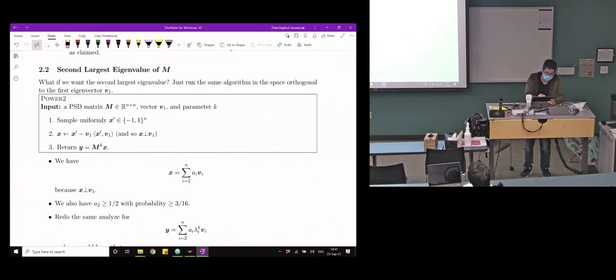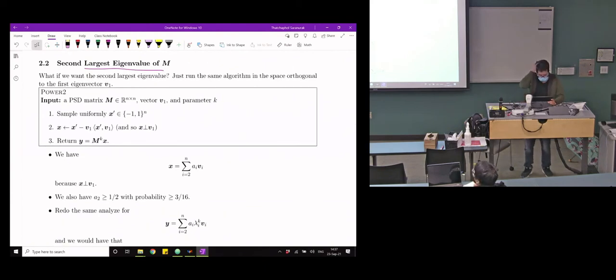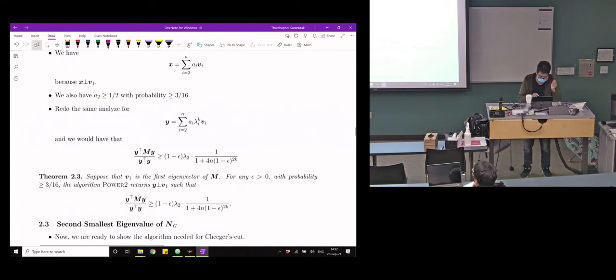Now suppose we want the second largest eigenvector. What I mean is, suppose that I somehow know the exact first eigenvector v1, which is the first eigenvector of M. Now how can I get the vector y such that this ratio of y is as big as lambda 2, where y now needs to be orthogonal to v1? Okay, how to do that?